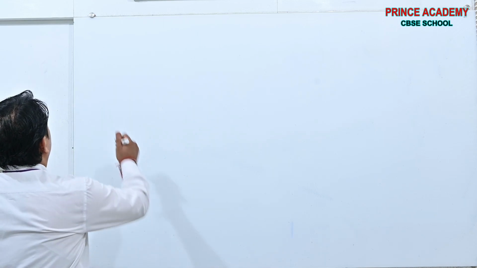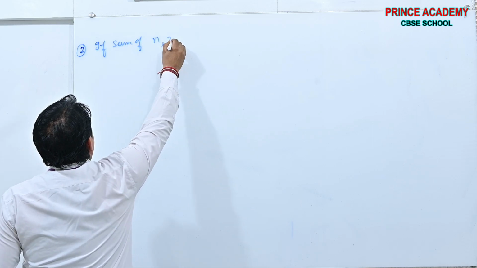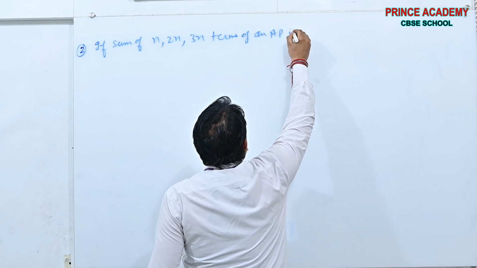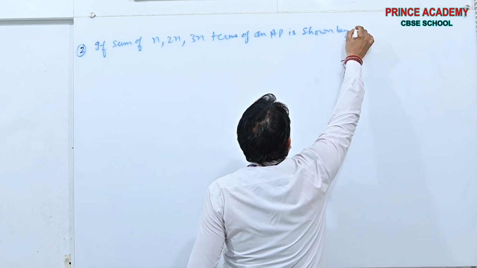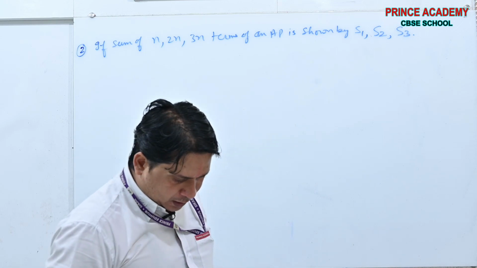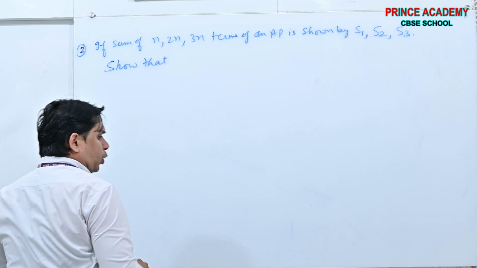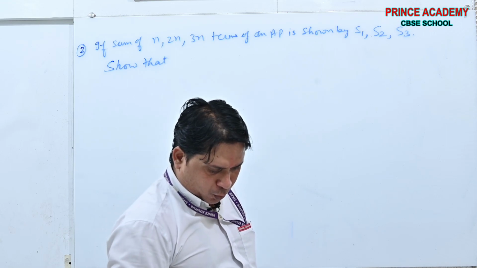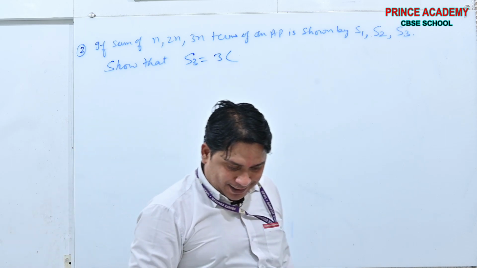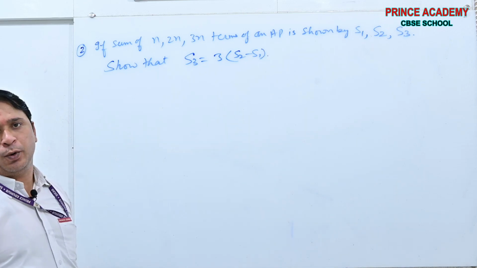Then prove that. See beta, what is the question? If the sums of n, 2n, 3n terms of an AP are shown by S1, S2, S3, then show that S3 is equal to 3 into S2 minus S1. Okay, we have to prove this.